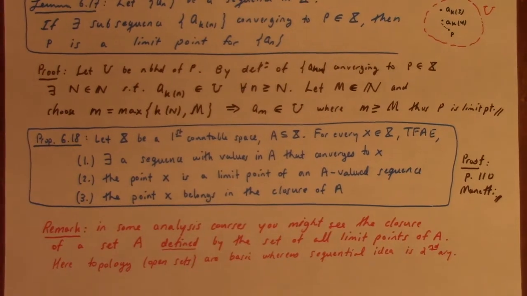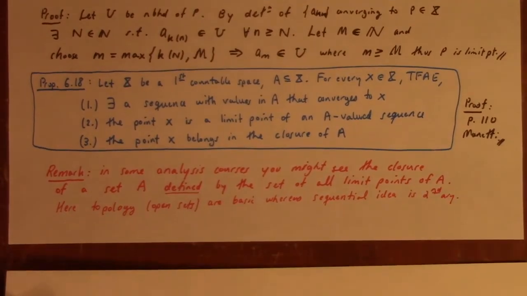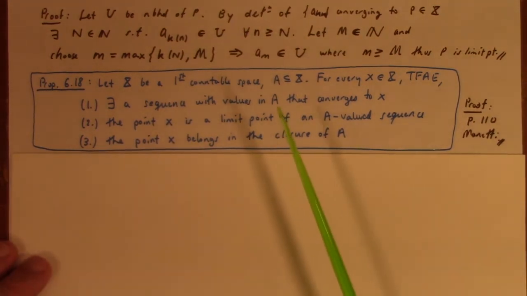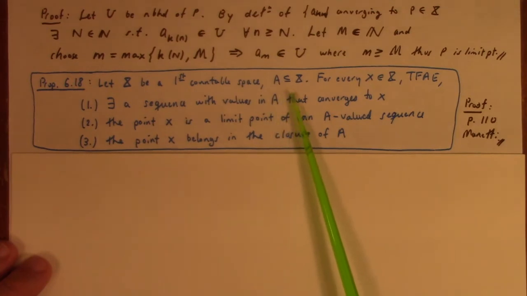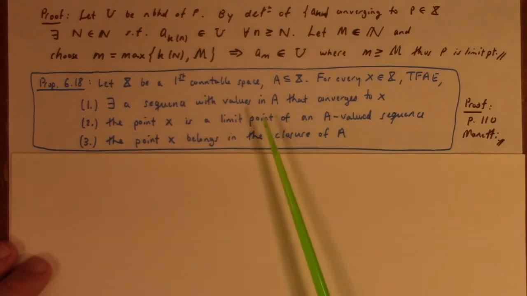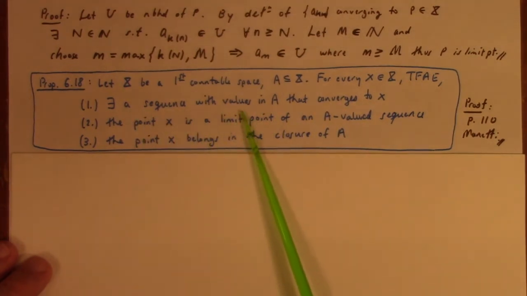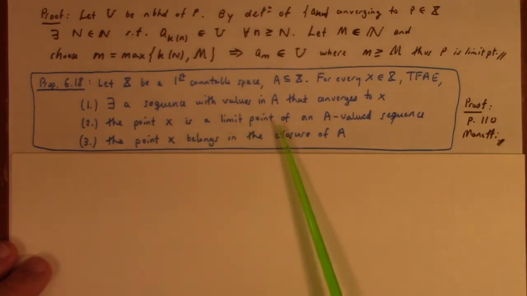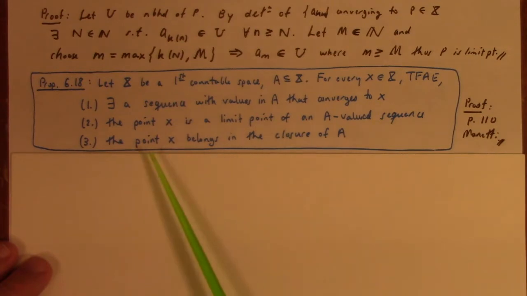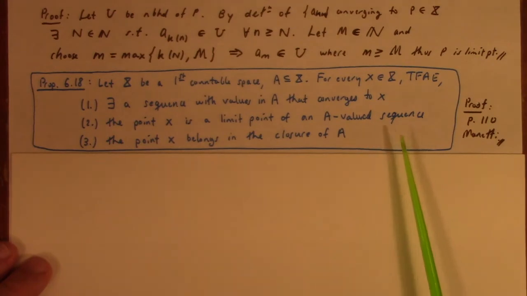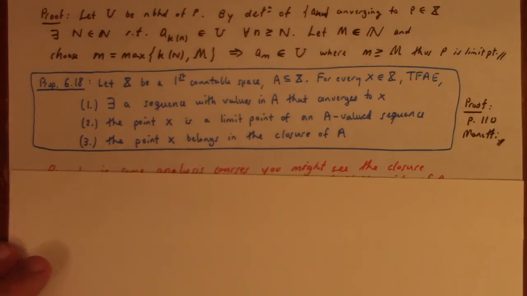So next up, proposition 6.18. We have a first countable space, a subset A of that space, and then the following are equivalent for a given point X in the space. 1, there exists a sequence with values in A which converges to X. 2, the point X is a limit point of an A-valued sequence. And 3, the point X belongs to the closure of A. The proof of the equivalence of these three is given on page 110 of Minetti. And I would just point this out.